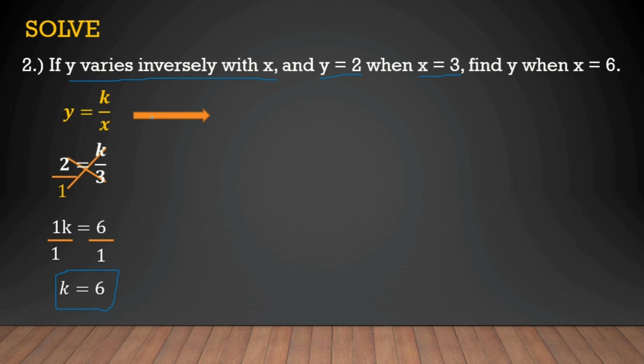From this equation naman, isa-substitute naman natin yung k dito. So, magiging y is equals to 6 over x. Then, isa-substitute na natin yung huling given ng x. So, find y when x is 6. So, y is equals to 6, yung constant, yung x natin is 6. Kaya, y is equals to 1. So, ibig sabihin, ang sagot natin dito sa problem na to, y is equals to 1.